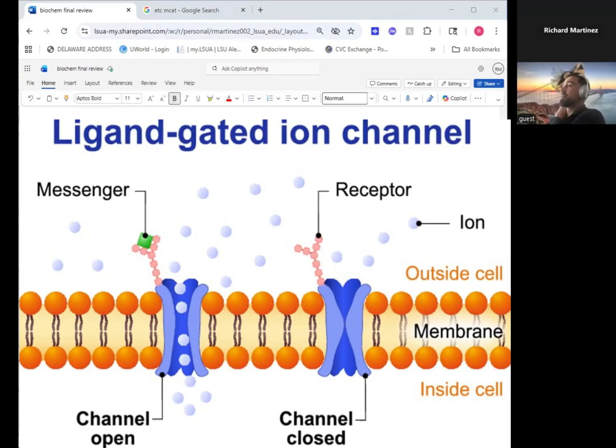Think about it as like a neurotransmitter will bind. Okay, it'll change the shape, and then it'll allow Na plus, K plus, Ca2 plus, Cl minus. It'll allow those to rush inside the membrane. Does everyone understand that concept? Yes. Okay. Why is that so important?